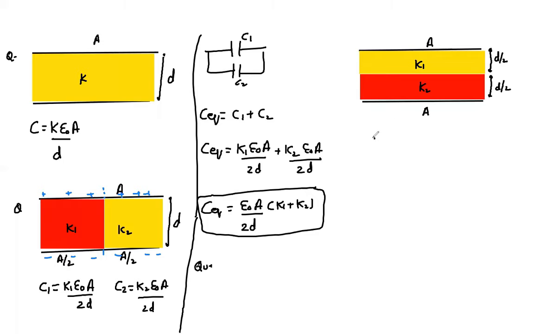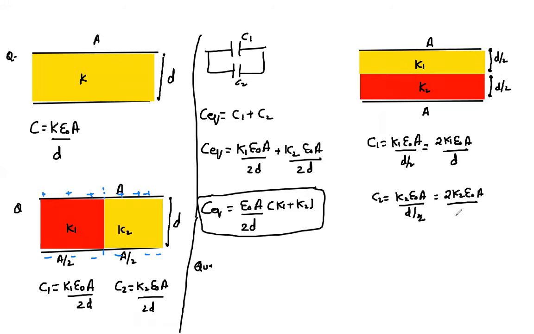See now, again you have two capacitors. C1 is K1 epsilon naught A, the separation between the plates is d by 2, so it comes out to be 2K1 epsilon naught A by d. And for the red capacitor, you can write that your C2 is K2 epsilon naught A over d by 2, so that's 2K2 epsilon naught A over d.